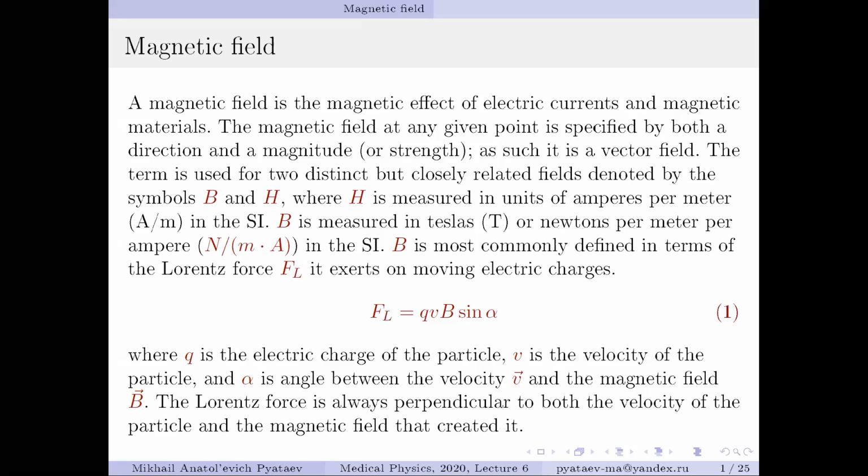And the force F_L also has a direction. This direction is perpendicular to both V and B. So this is the modern definition of vector B. In modern science, the magnetic field manifests itself through this vector B, and this B defines the force acting on a moving particle.